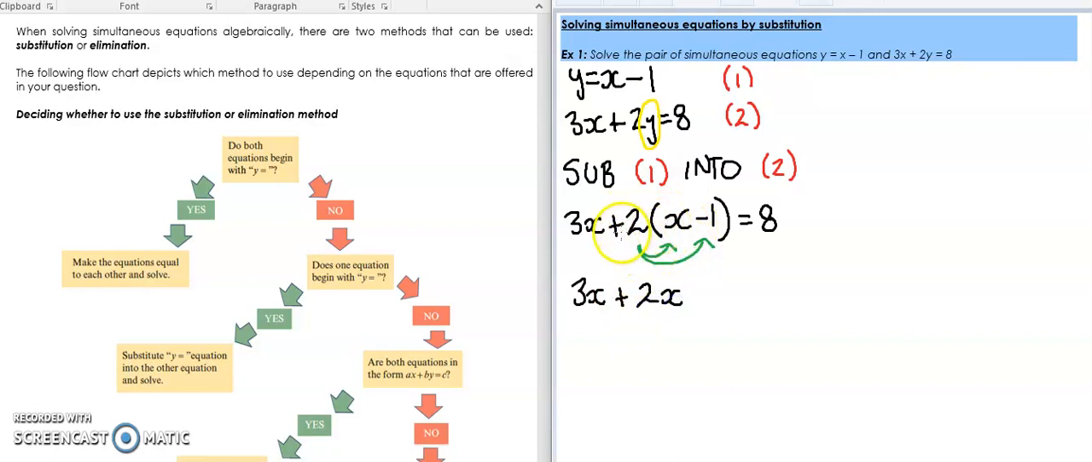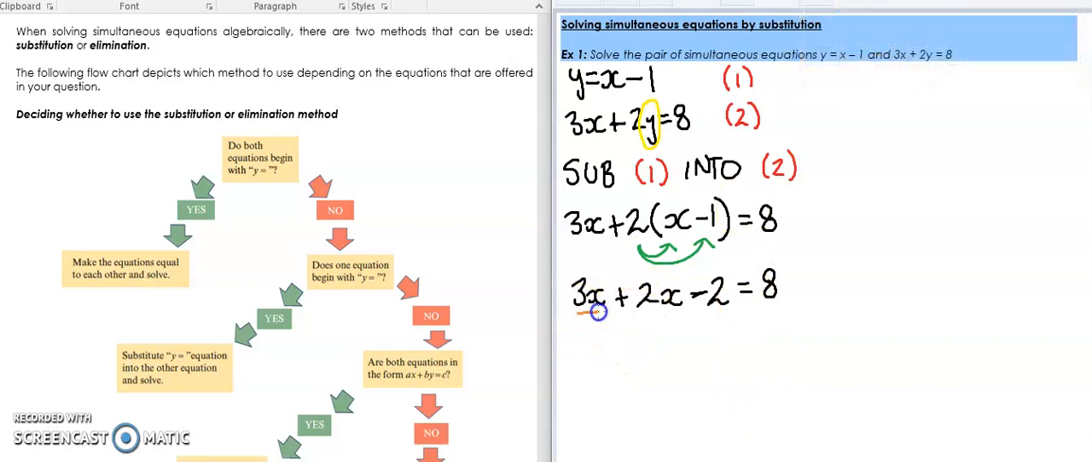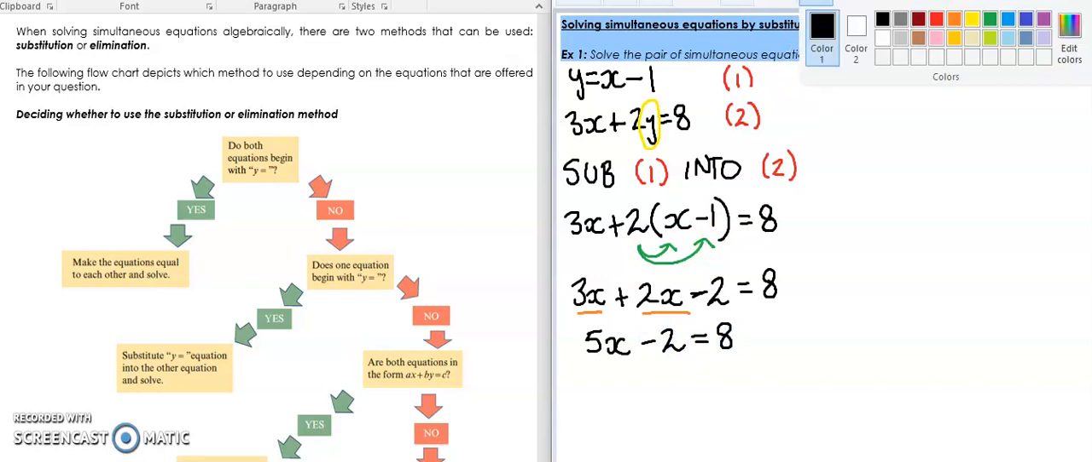And positive 2 times negative 1. Positive times a negative will give me a negative, and this will be negative 2. 2 times 1 is 2. And that here is equal to 8. Now, next step is we collect our like terms. There's an x and an x. They have something in common. They like each other. 3 lots of x's plus 2 lots of x's will give me 5x. Still have the minus 2. And this is equal to 8.